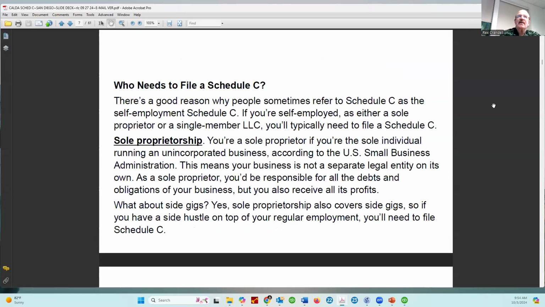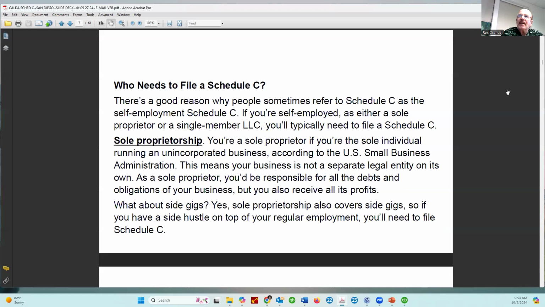Who needs to file a Schedule C? There's a good reason why some people refer to Schedule C as the self-employment schedule. If you're self-employed as either a sole proprietor or single member LLC, you'll need to fill this out every year. With a sole proprietorship, you could be operating a business in your name or a fictitious business name, but with no corporate or LLC entity.